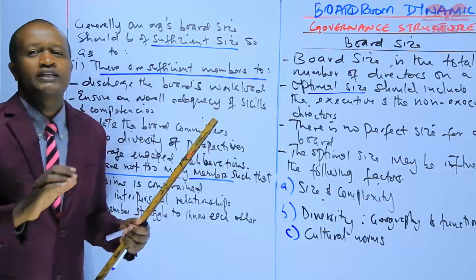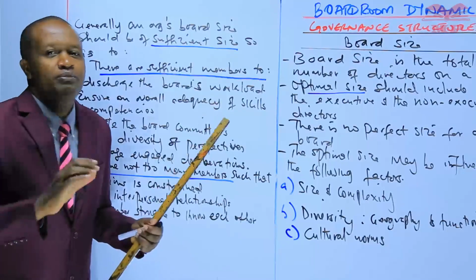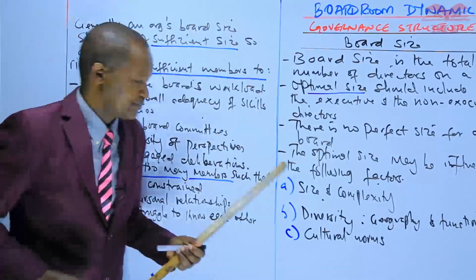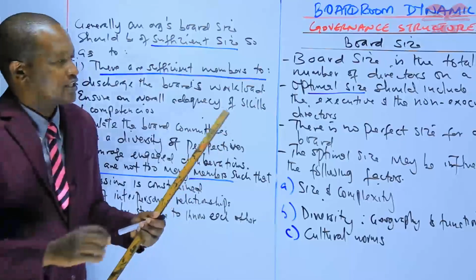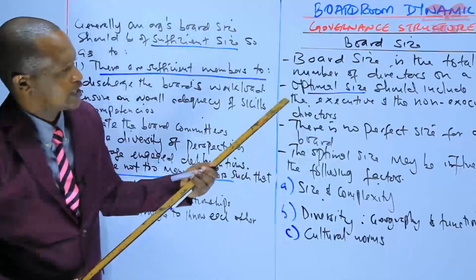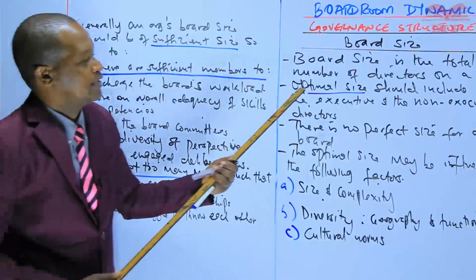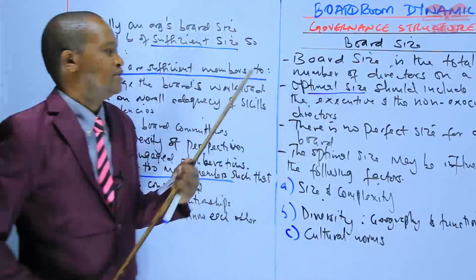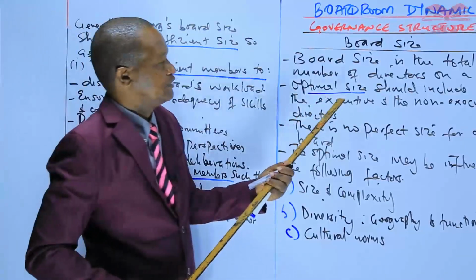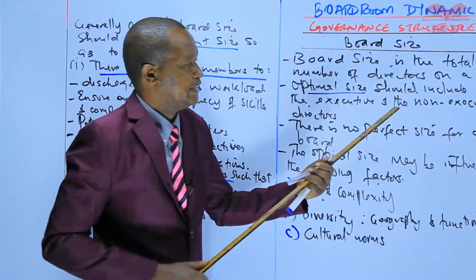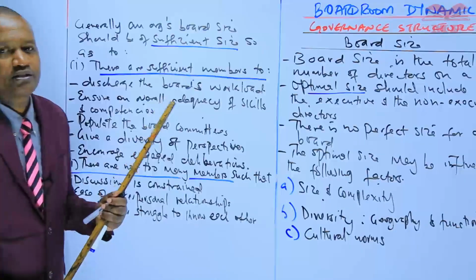When that happens, then we can say that such a board is structured desirably. A board that is structured desirably can also be described as an optimal size. An optimal size, we've said, should include both the executive and the non-executive directors.